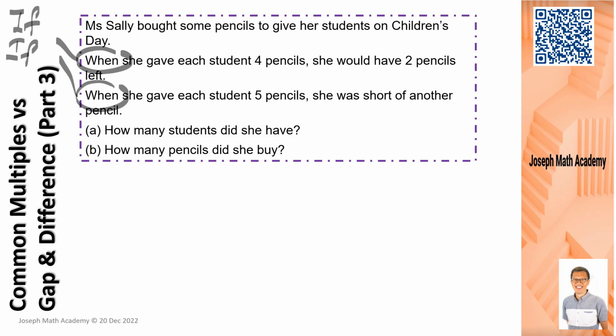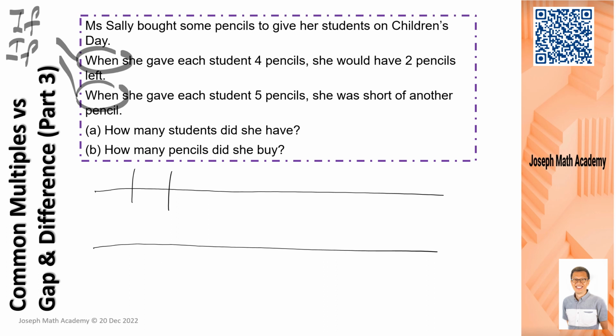Now for this particular slide, I'm going to use common multiples listing to explain this question. Then in my coming slides, I will show you gap and difference, the process. First and foremost, allow me to tabulate, draw rows, so that I can plug in the information. Okay, we have to use a ruler.